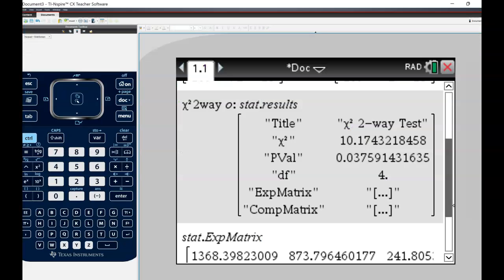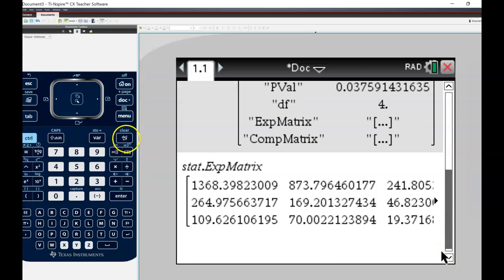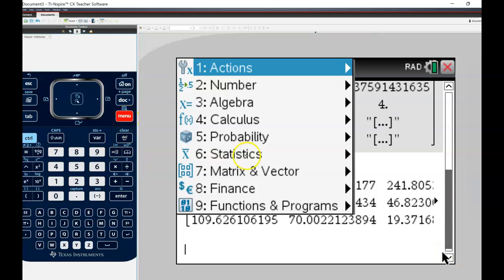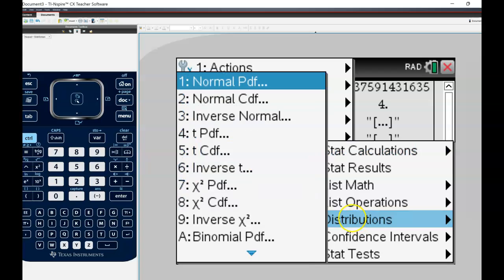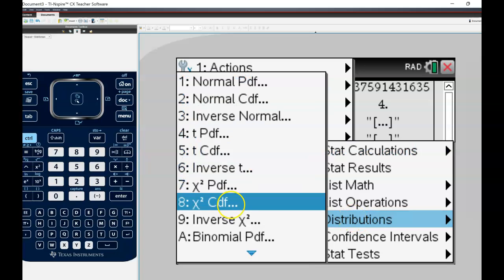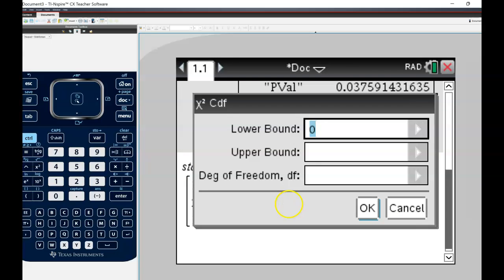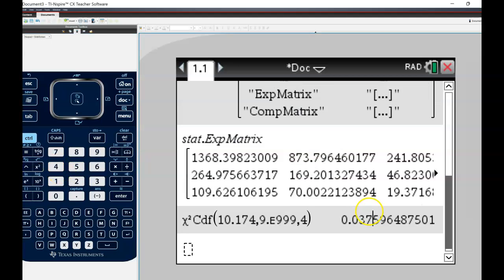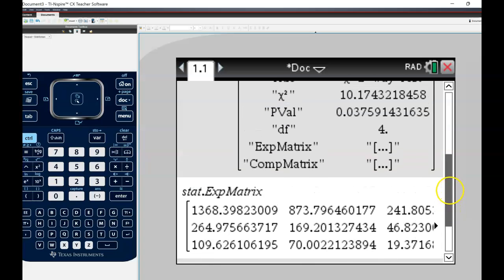So we go into the calculator and we do menu, statistics, distributions, chi-squared CDF, and 10.174, 9E999, 4 degrees of freedom, and we hit OK. And we notice the 0.0376.